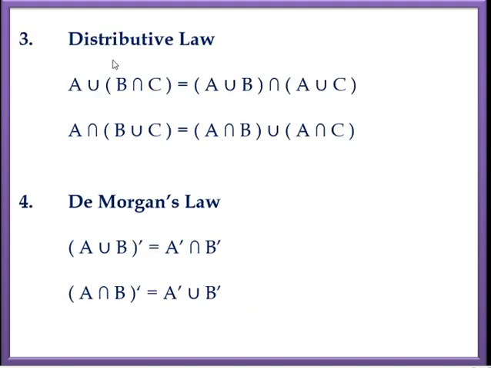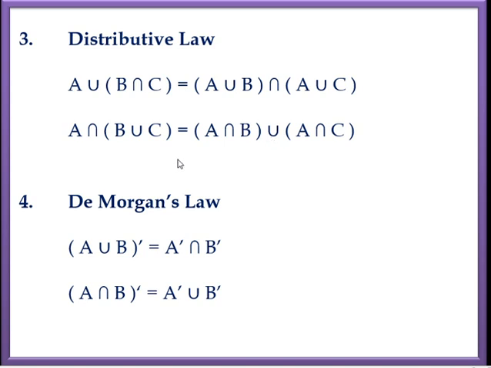Now this law is very important. In fact, these two. Distributive law: union distributes over intersection and intersection distributes over union. So what is A union (B intersection C)? It is (A union B) intersection (A union C). What is A intersection (B union C)? It is (A intersection B) union (A intersection C).